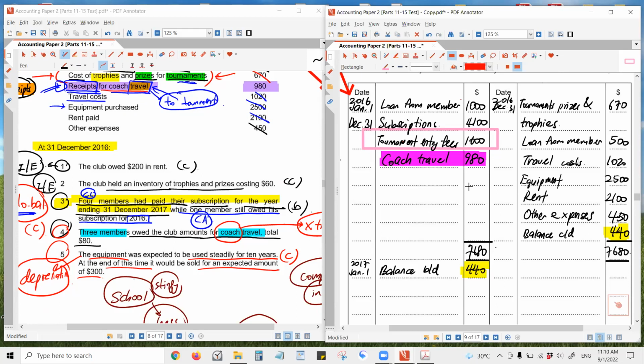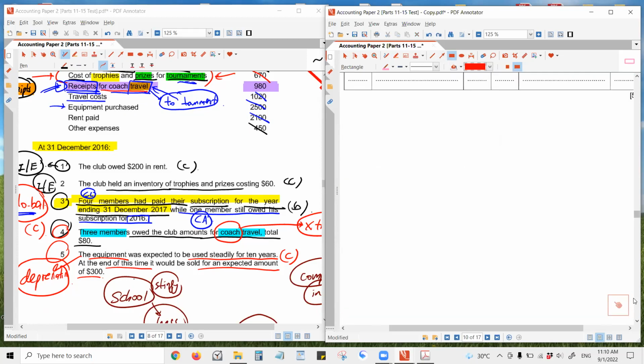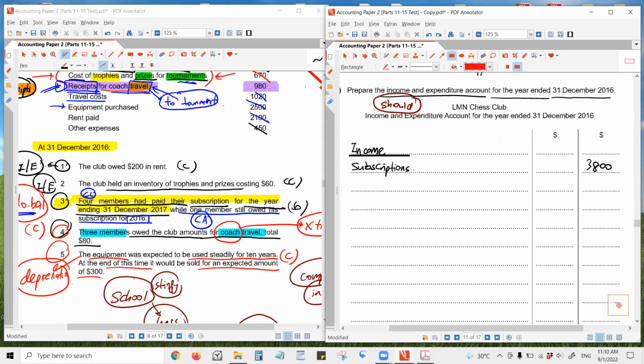Okay, now bring this to the income and expenditure account. Tournament entry fee 1006. So you write. Done. Okay, now we see the next one.